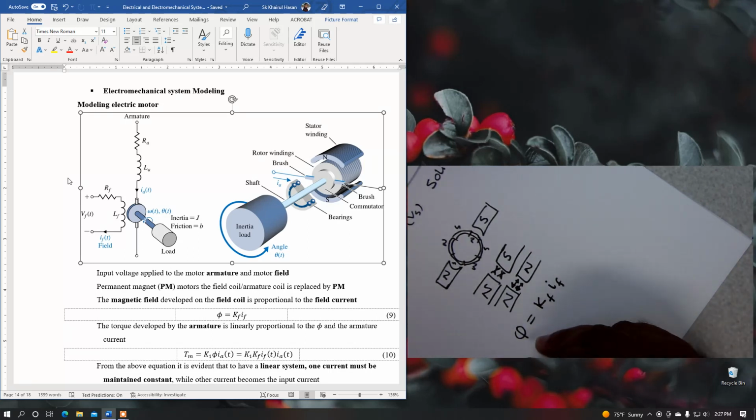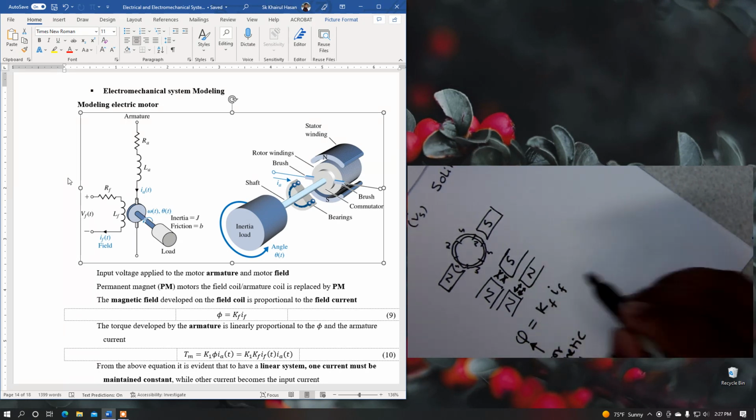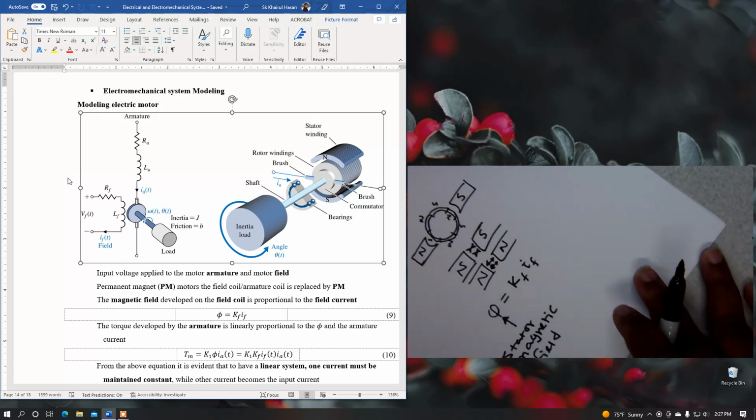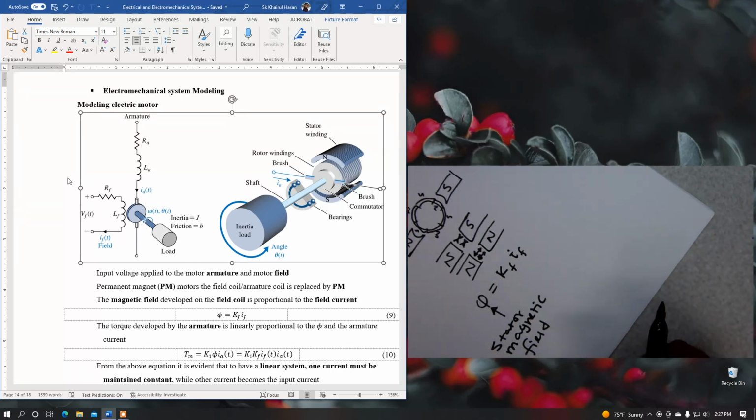And now the phi, the field magnetic field. So here let me write stator magnetic field. The stator magnetic field depends on the current through the field. And now the torque produced on the armature.